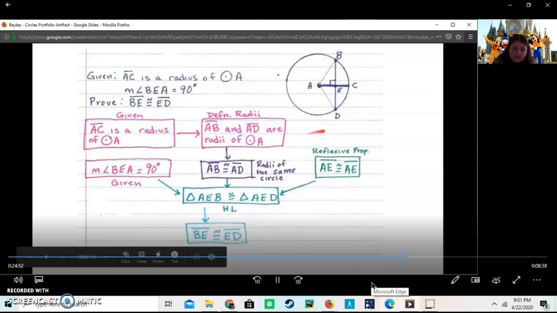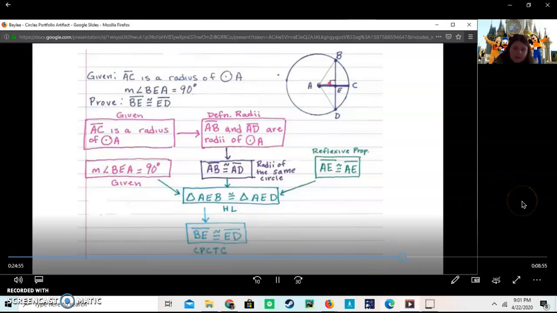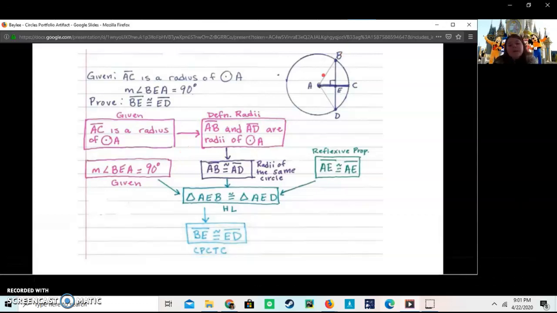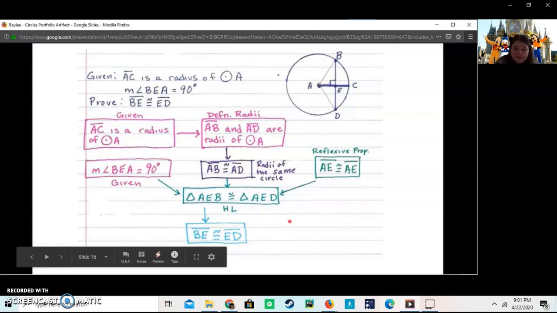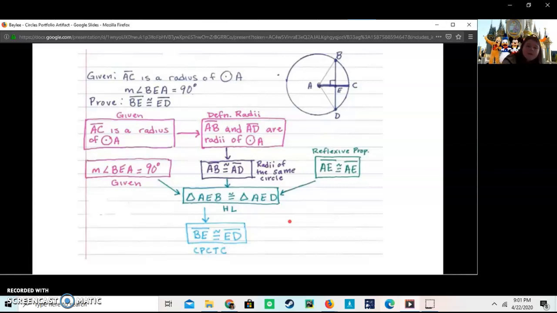So then we can try to figure out this other part there, and AB and AEB and AED are congruent because of the hypotenuse leg, because we know one side of the triangle and the right angle, 90 degrees. So then we can tell that BE and ED are congruent because of CPCTC, which says that the congruent parts of congruent triangles are congruent.